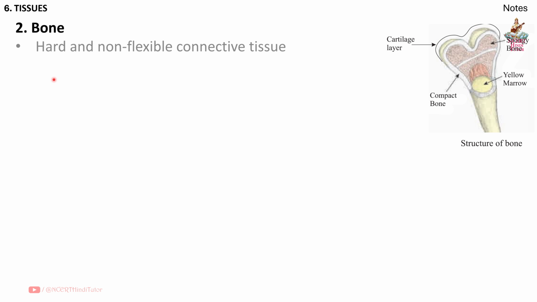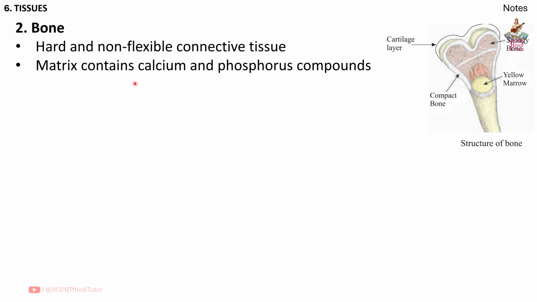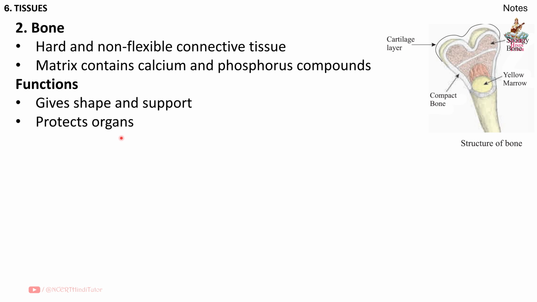Second, bone. Hard and non-flexible connective tissue. Matrix contains calcium and phosphorus compounds. Functions: gives shape and support, protects organs, anchors muscles. So friends, this is the structure of bone. This is cartilage layer. This is spongy bone. This is yellow marrow. This is compact bone.